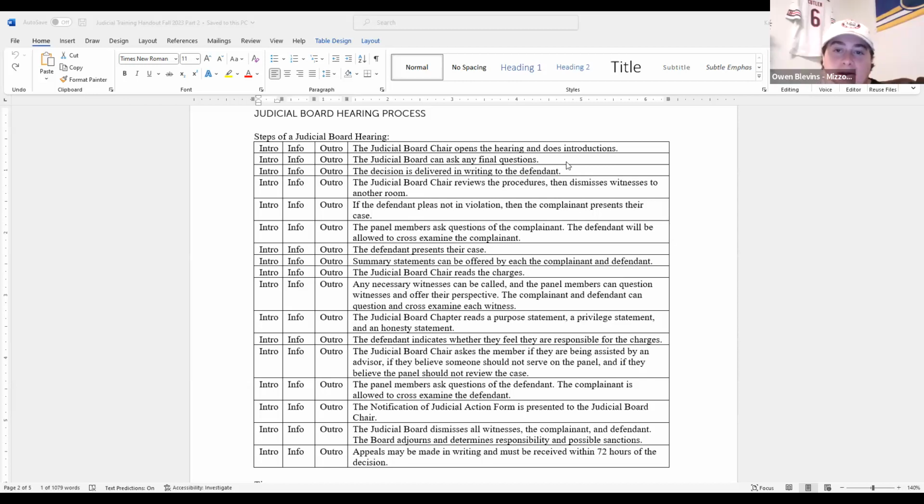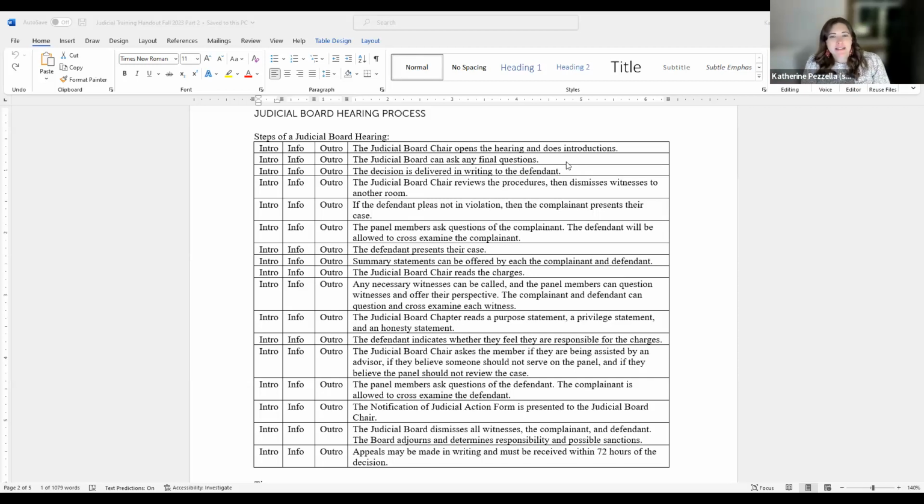Judicial board can ask any final questions. I would say outro, but at the end of the informational section. It's the shift at the end of the information gathering. You've heard everything. What last questions do you have about the information you've heard before we shift on to finalizing everything and wrapping up the hearing? Absolutely. Kind of a trick one.